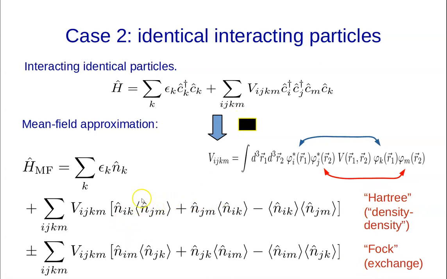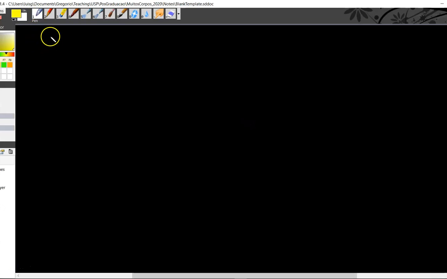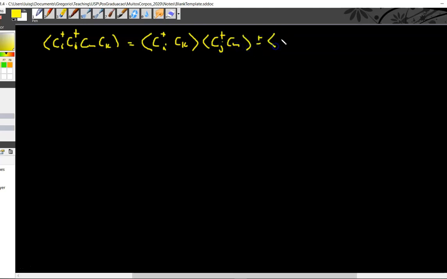Okay, so let's see how we get this out of this interacting potential. Let's start with that identity that I showed you. Ci Cj Cm Ck, with a dagger here, which is precisely the term in the potential, equals Ci Ck Cj Cm plus or minus Ci Cm Cj Ck. All right. Now our interacting term is something like this.